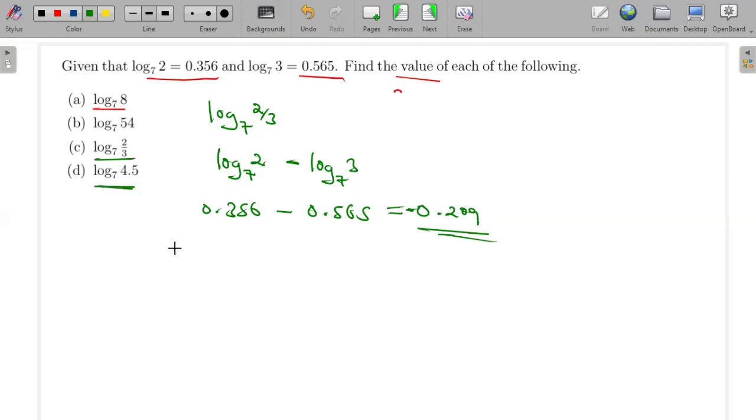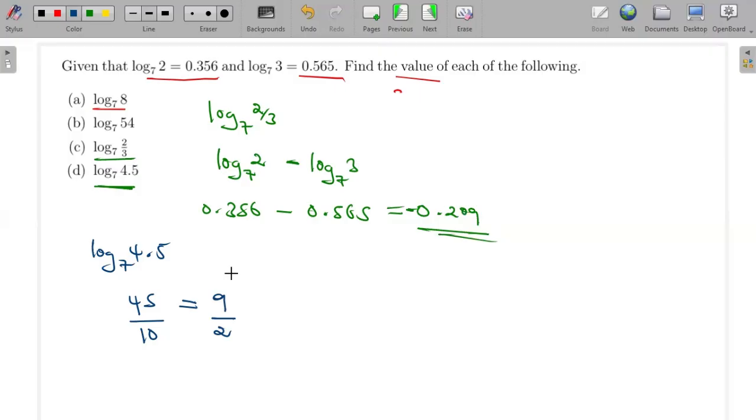Okay, let us evaluate this last one. We have log base 7 of 4.5. So I can write this 4.5 as a fraction. I multiply by 10 and divide, so I have 45 over 10, like that. This simplifies to 9 over 2. So the 9 over 2 is the 4.5.